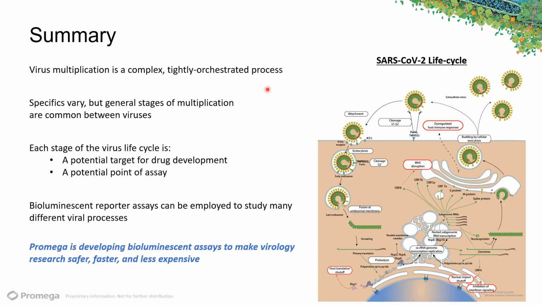So in summary, what I hope I've shown you is that virus multiplication is a very complex and a very tightly orchestrated process. And the specifics are going to vary from virus to virus, but the general stages of multiplication hold true across all viruses. And each stage in this virus life cycle is going to be a potential target for drug development and also a potential point at which to measure the virus's multiplication.